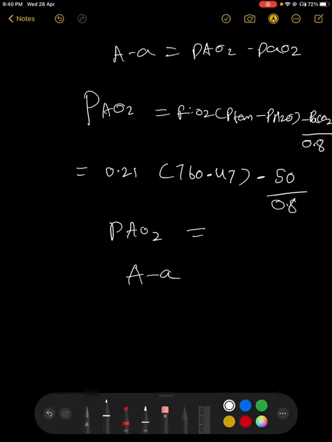Let's take this value as 80. And PaO2 in this patient with type 1 respiratory failure, let's take it as 50. So A minus a gradient is 80 minus 50, which is equal to 30. Normally this A minus a gradient in normal people is between 5 and 10, in the sense that a very small amount of oxygen can be lost before it reaches the blood.